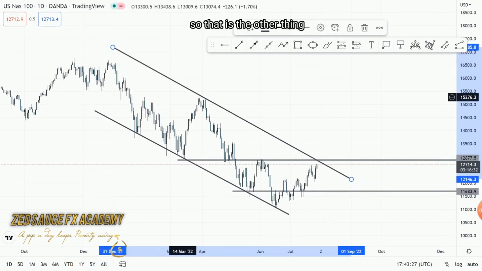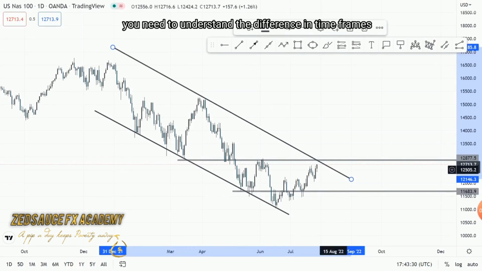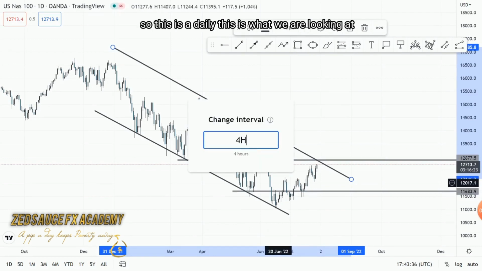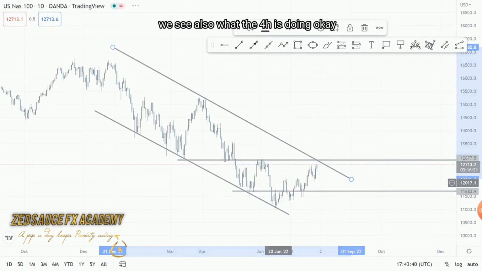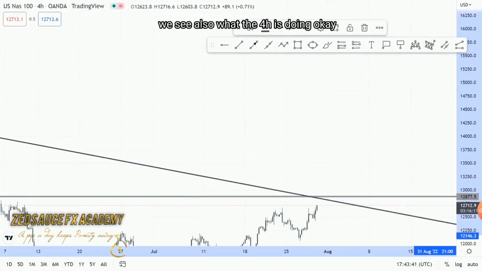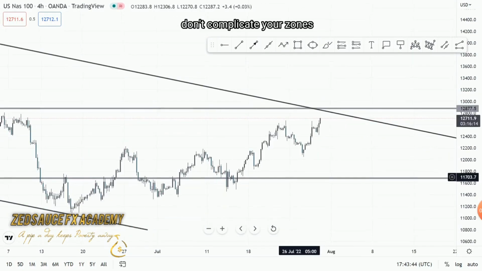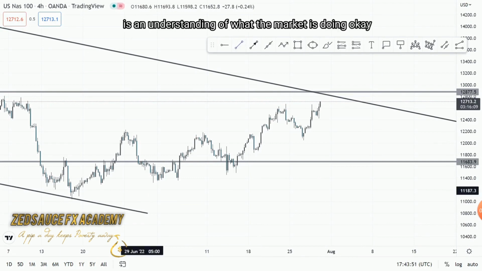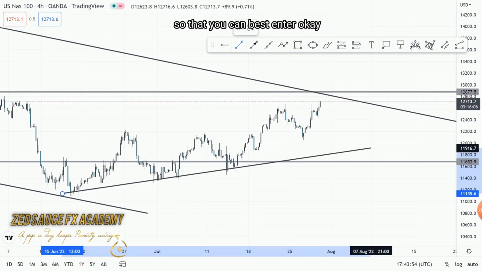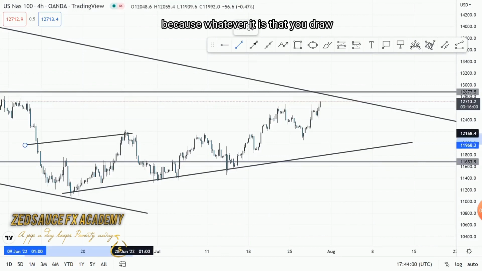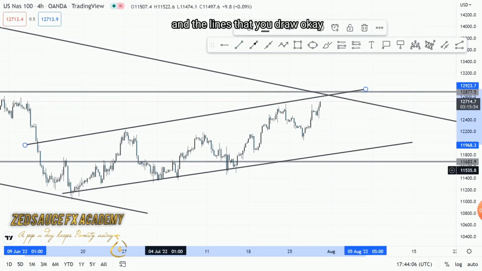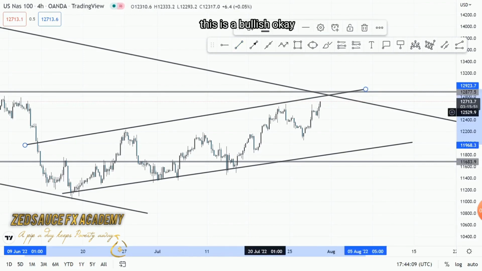Okay, so that is the other thing you need to understand, the difference in time frames and what they are doing. Okay, so this is a daily, this is what we are looking at. We're gonna drop down to a 4-hour. We see also what the 4-hour is doing. Okay, don't complicate your zones, don't overdraw things, because all you need is an understanding of what the market is doing, so that you can best enter. Okay, because whatever it is that you draw does not simply mean the market is gonna respect the lines that you draw. Okay, as far as we're concerned, this is a bullish trend.